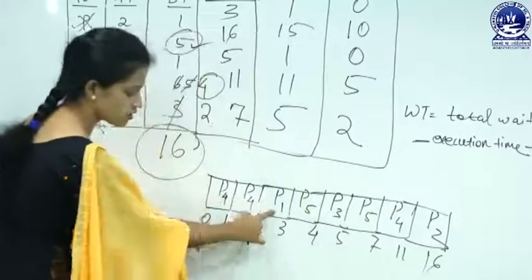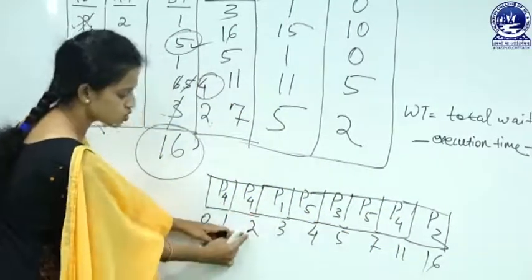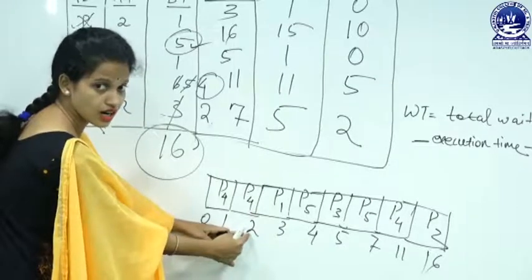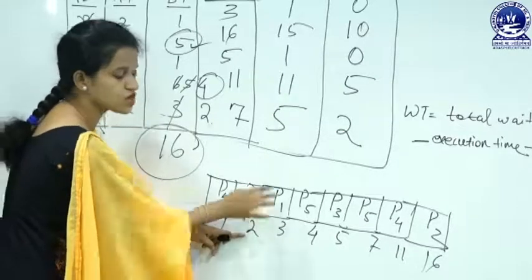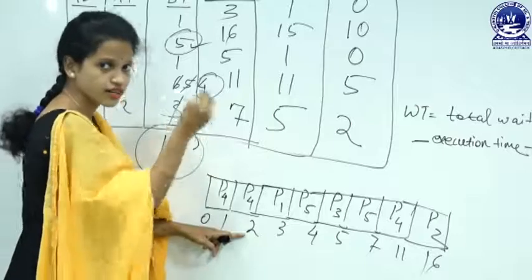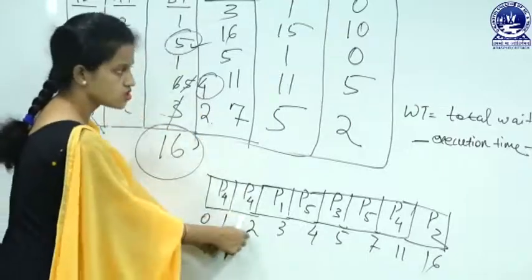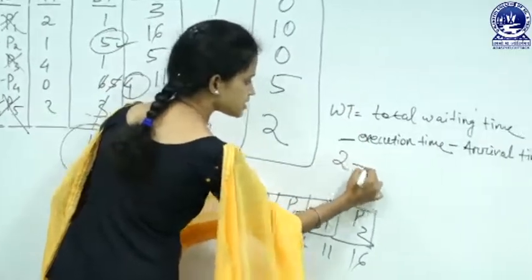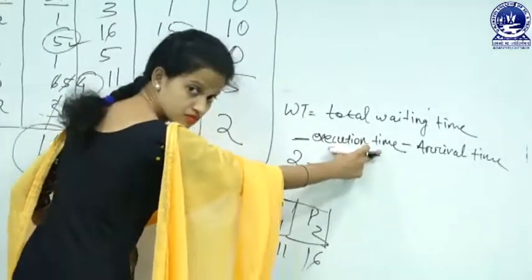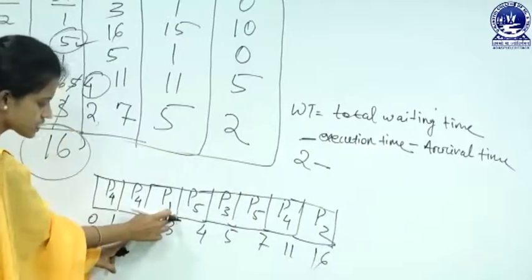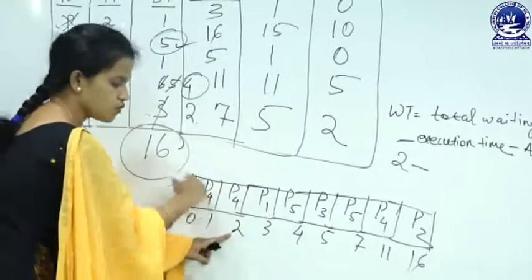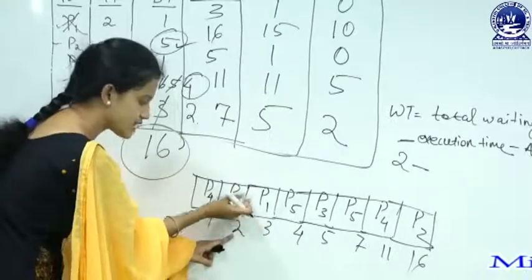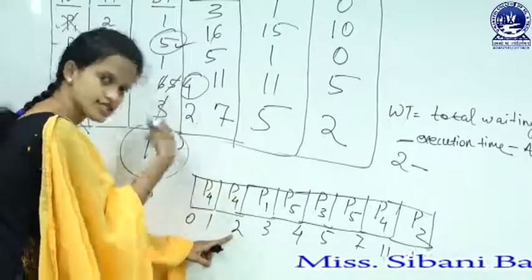No, only 1 millisecond it is. So the waiting time is 2 milliseconds. At 2 milliseconds, it is allocated to the CPU. So it waits in the ready state for 2 milliseconds. So total waiting time is 2 minus execution time. In this case, before this execution, is there any time where P1 is executing?